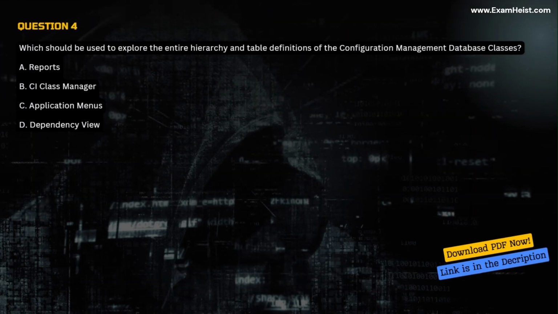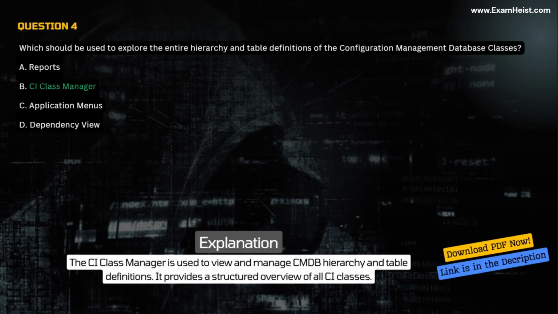Question 4. Which should be used to explore the entire hierarchy and table definitions of the configuration management database classes? A. Reports. B. CI class manager. C. Application menus. D. Dependency view. Correct answer B. CI class manager. Explanation. The CI class manager is used to view and manage CMDB hierarchy and table definitions. It provides a structured overview of all CI classes.